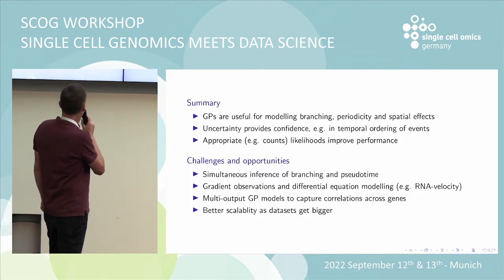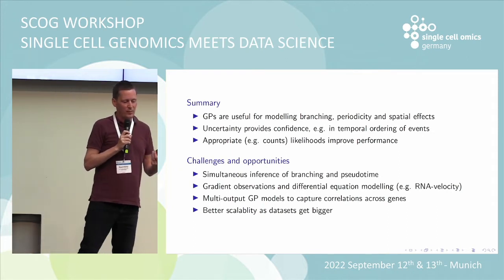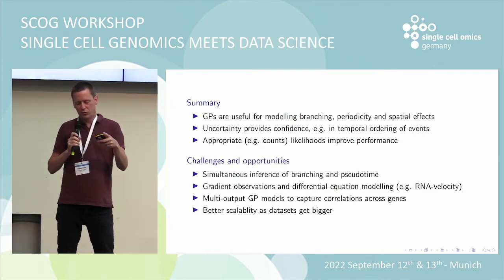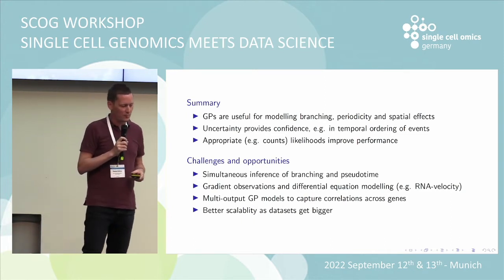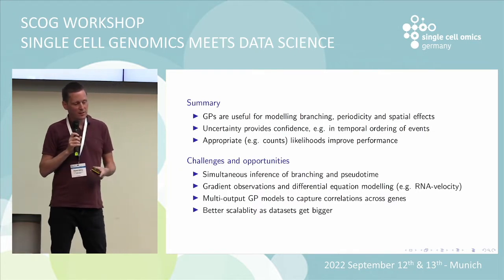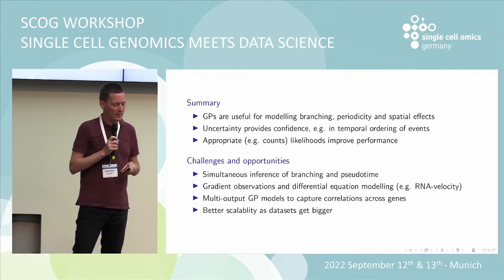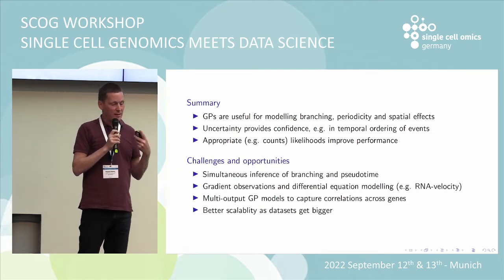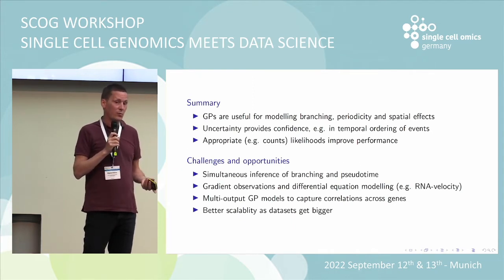So to summarize, Gaussian processes are useful for modeling things like branching, periodicity, and spatial effects. Basically, if you want to do machine learning, but you have strong priors over spatial and temporal things that are going on in your data, they're a good choice of model. The uncertainty allows you to do things with a level of confidence. So if you're temporally ordering events across pseudotime, then you can do that with these uncertainty levels. And if you have the ability to model the data well using appropriate likelihoods, then that's going to improve performance.